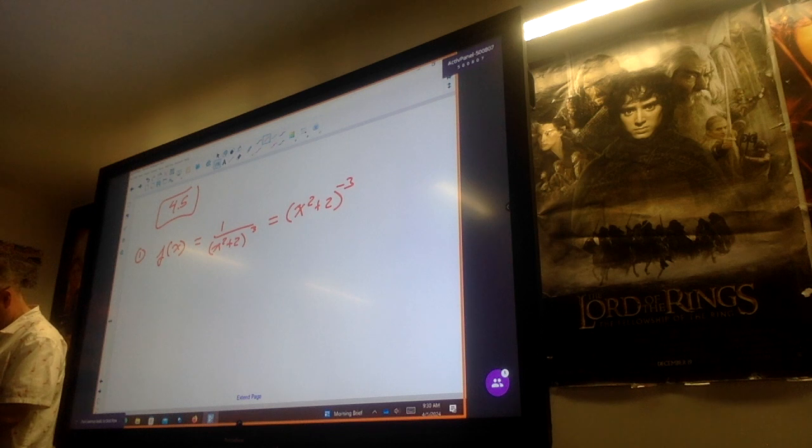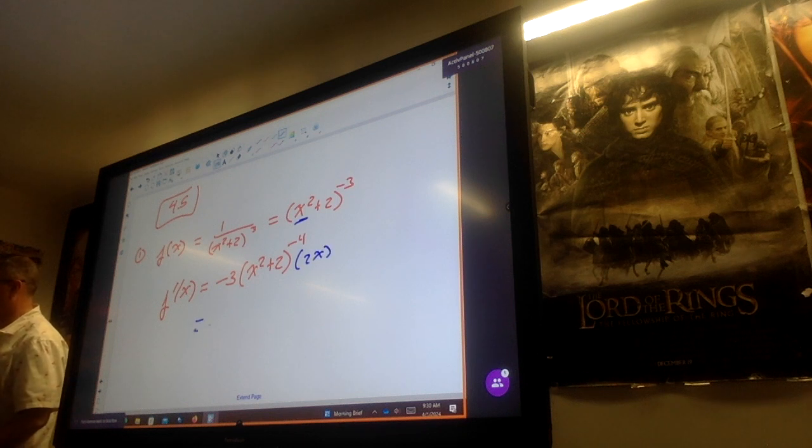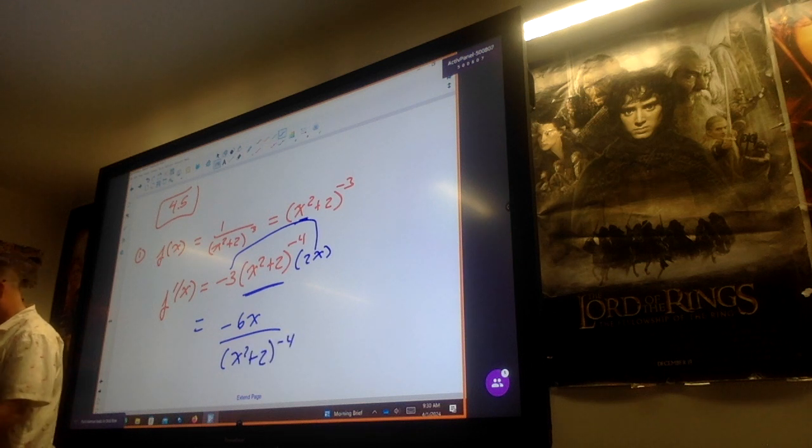All right. So first thing I want to do is the derivative. If I want to find the derivative of this, I'm going to take care of the outside first. So I'm going to get negative 3 times x squared plus 2, and this is now raised to the negative 4 because I subtract 1 from it. And then I do the derivative of the inside, so then I get to this. You could clean this up a little bit. This right here is to a negative exponent, so you could get negative 6x on top because this 3 times this 2, all over x squared plus 2 to the negative 4. Okay? So it's a matter of just taking your time.